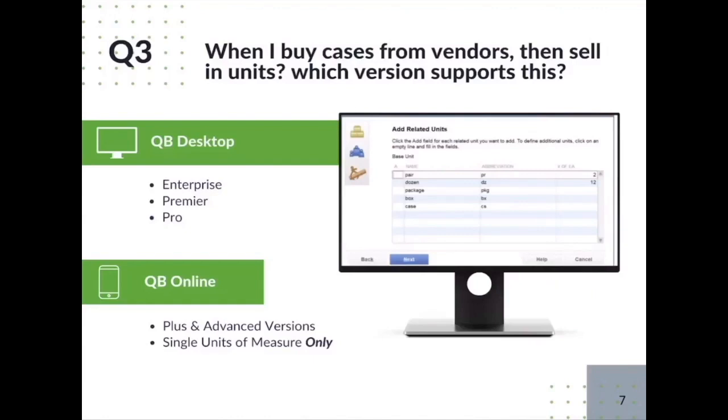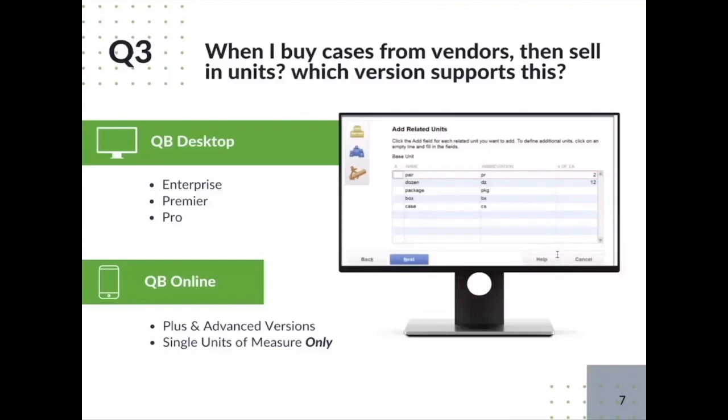Because remember, these wholesale distributors are dealing with this on a daily basis. This is what we call unit of measure. I believe you're buying a specific unit and you're selling in a different unit of measure. Is QuickBooks capable of managing this type of thing?